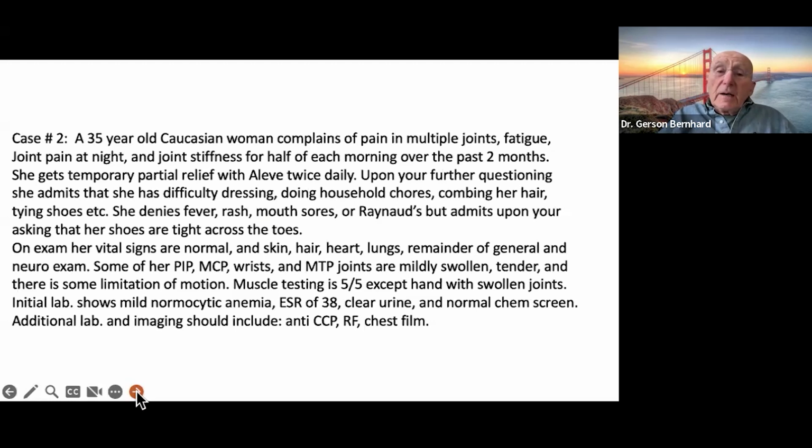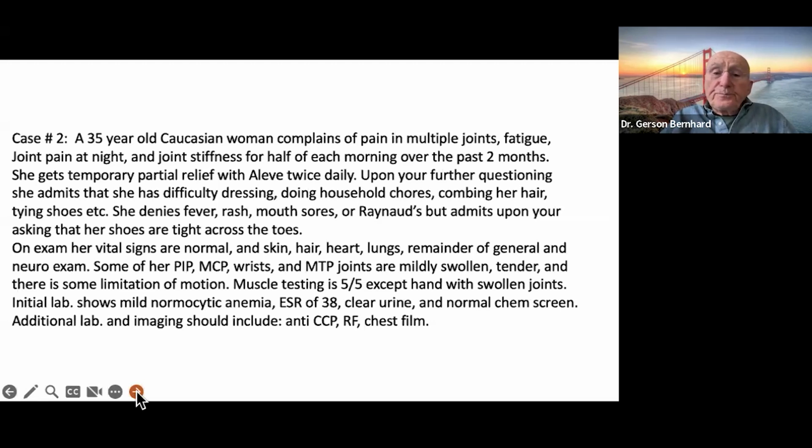Case 2, a 35-year-old Caucasian woman comes to your clinic, and she has pain in multiple joints, and it's of relatively recent onset, perhaps 8 weeks, 6 weeks. These joints, and she can show you which joints they are, are painful often at night. They're stiff in the morning, and it takes her a couple of hours to limber them up. That stiffness often returns later in the day. She gets a little relief from an NSAID that she gets over the counter.